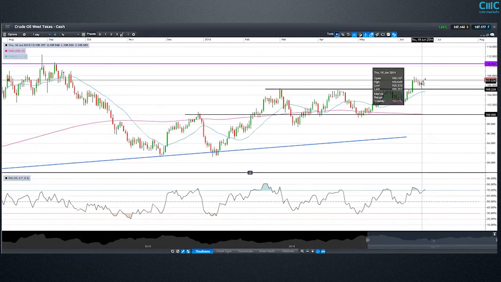WTI has not been quite as strong on a breakout as crude, and I think that just boils down to the fact that you've got these higher supplies coming out of the US. Obviously, US producers own oil these days, and WTI is more reflective of conditions in the US, whereas Brent is more of a global index for oil.